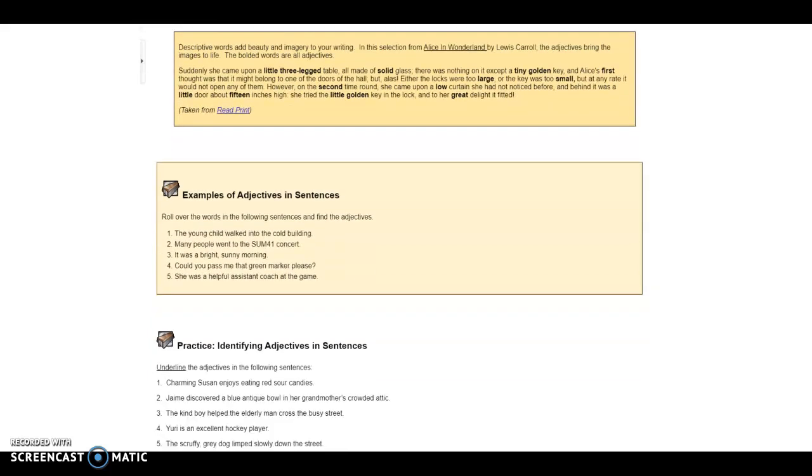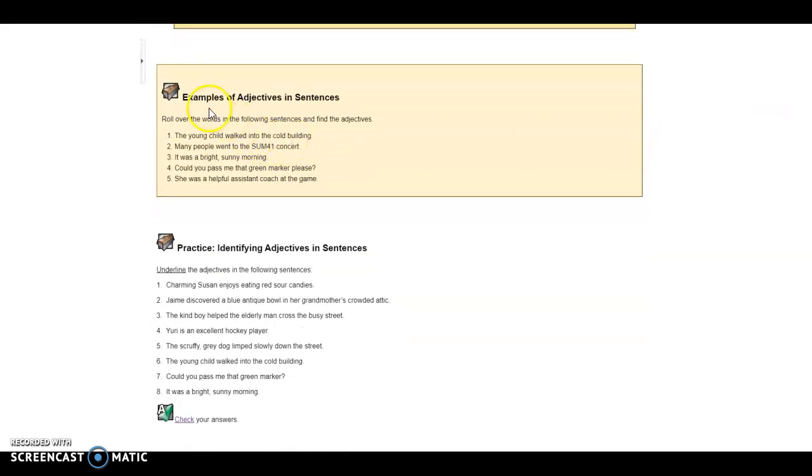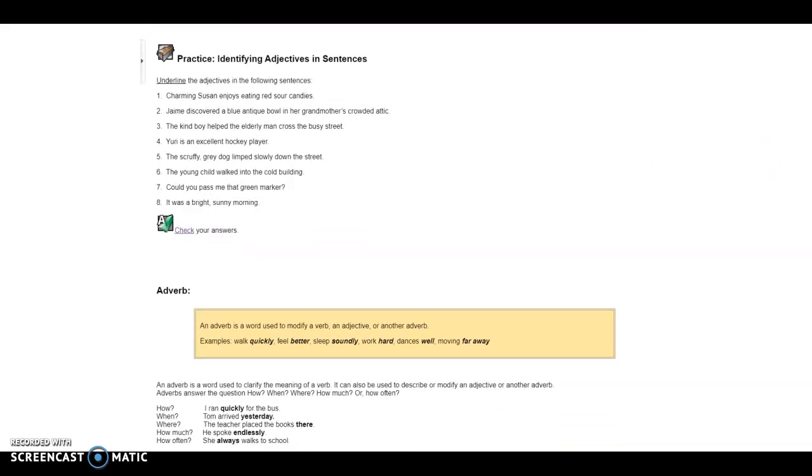Then we'll look at some more examples of adjectives in sentences, and if you roll over certain words here, you'll see that they're identified as adjectives. So again, we're looking at identifying adjectives. And then of course, you'll have to do the same on your own.